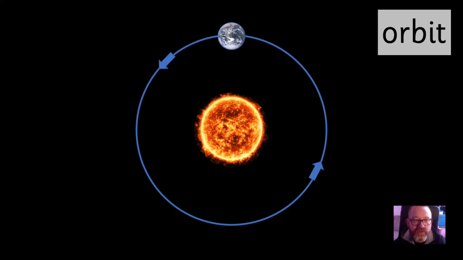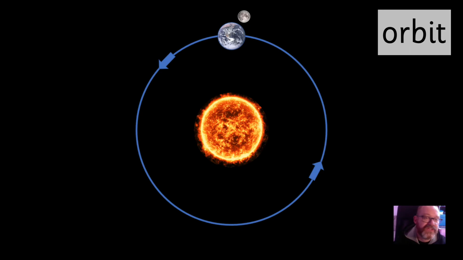And the Earth orbits the sun in an anti-clockwise direction. So the Earth goes around the sun. It keeps doing that. It has been doing that and will continue to do that forever. And it does that over the course of 1 year. It takes 365 and a quarter days for the Earth to complete its orbit of the sun.